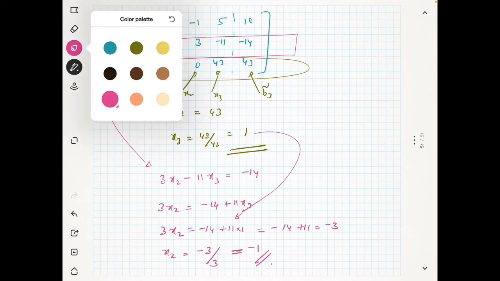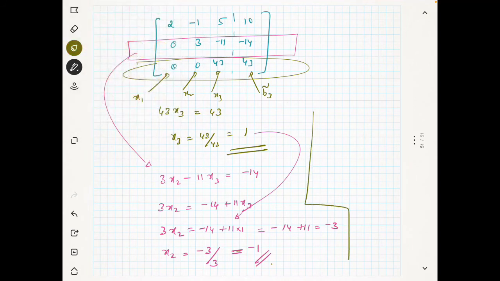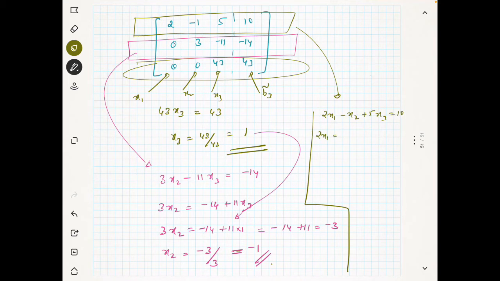Now you can use the other equation, so I will write it here itself. I can use another equation, the last equation. So what is that? 2x1 minus x2 plus 5x3 is equal to 10. So what is 2x1? I want x1. It's 10 plus x2 minus 5x3. That means I am moving everything to the right side, that's why the sign is changing. So this is nothing but 10 plus, what is x2? x2 is minus 1, minus 5 into, what is x3? x3 is plus 1, so that's it. So 10 minus 1 minus 5. What is that? The answer.